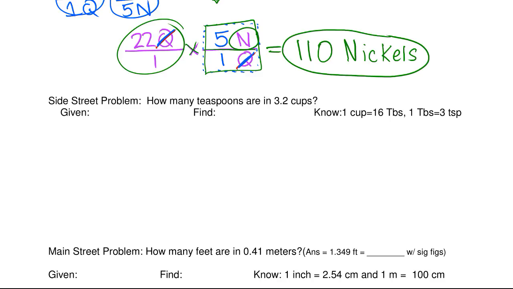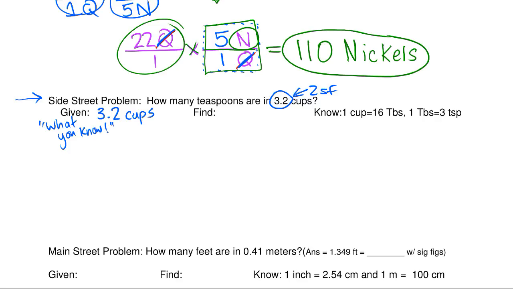First, ask yourself for this side street problem, after I read it, how many teaspoons are in 3.2 cups? Remember that sig figs carry through, so this is 2 sig figs. What are we given? We are given 3.2 cups. And I call this the what I know, or what you know. And you know that's going to go over 1. That's going to be what you start with, and from there you work forward.